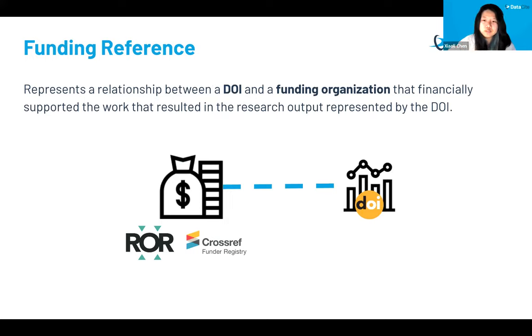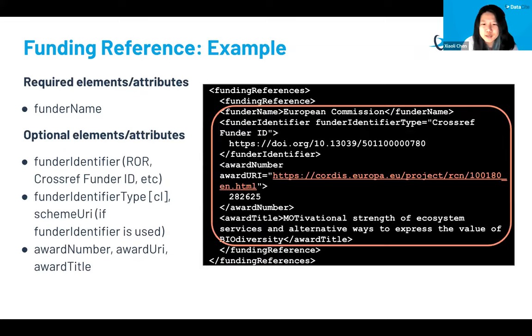So finally, we have the funder identifiers for funding references. Funding reference represents a relationship between a DOI and the funding organization that financially supported the work that resulted in the research output represented by that DOI. The funding reference block contains information on the funder name, and the funder identifier, so identifier type and scheme, as well as a specific grant or award number, URI, and the title of that grant.